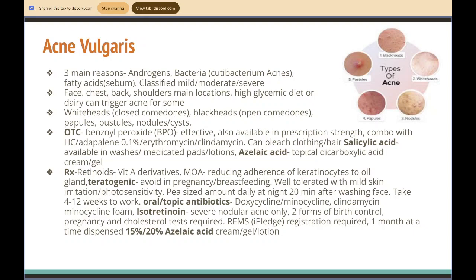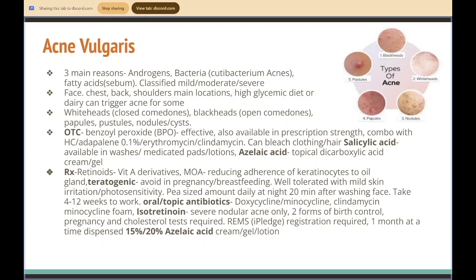Some over-the-counter treatment options: benzoyl peroxide, or BPO, is effective. It's also available in prescription strength. When it's available by prescription, there are combinations with hydrocortisone, adapalene 0.1%, erythromycin, and clindamycin. It can bleach clothing or hair. Next is salicylic acid. This is available in washes, medicated pads, and lotions.